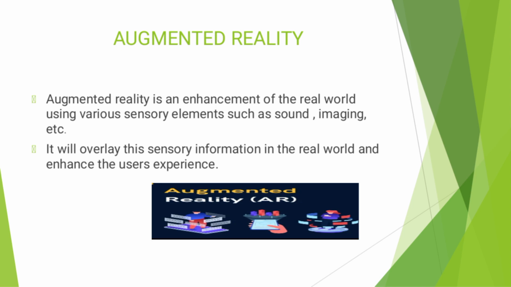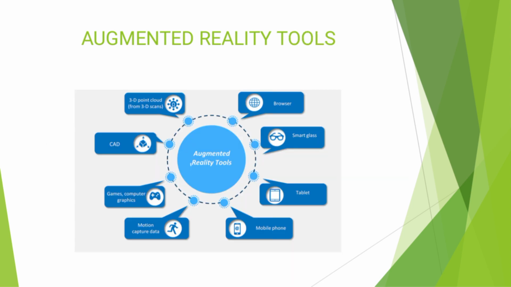The most common example is Pokemon Go, which used augmented reality so that the user can interact with the real as well as the virtual world with the help of digital gadgets. Other examples of augmented reality are the filters that we see in many apps. This just creates an illusion of being there, but they are not. Then what are the tools used in augmented reality? Browser, smart glass, tablet, mobile phone, games, computer graphics, CAD, 3D point cloud.